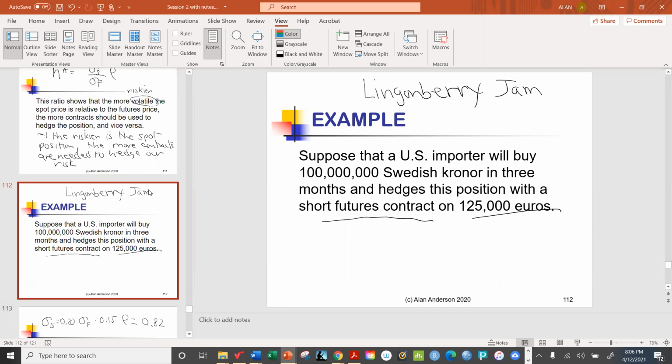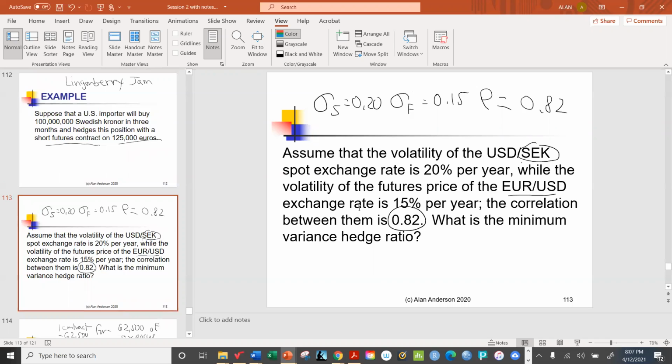Now, because we're buying the kroner, we're taking a short position on 125,000 euros. Now we're assuming that the volatility of the spot exchange rate is 20% per year. That's over here. The volatility of the futures price for this contract is, now you notice we're doing a cross hedge. There is no futures contract available in the Swedish kroner, so instead we're going to pick a contract on the euro. So the volatility of the futures price for the euro and US dollar is 15%, and the correlation between the two is 0.82. What is the minimum variance hedge ratio? In other words, how many contracts do we need to hedge this position?